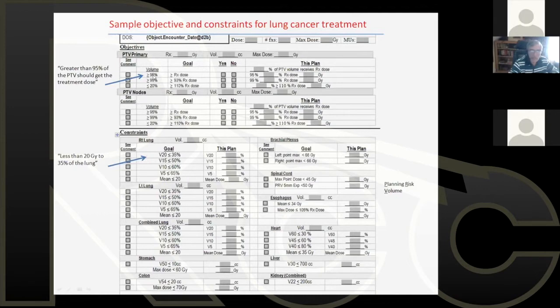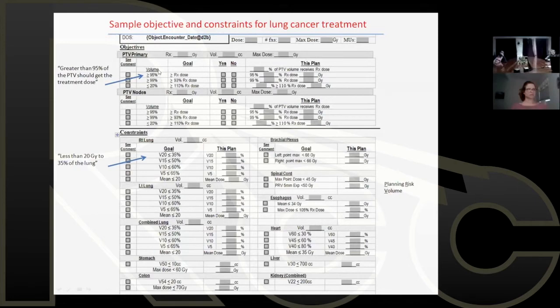The doctor would like to get greater than 95% of the PTV getting the desired dose. So the doctor expects that whoever's planning this is going to get the 60 gray at least given to 95% of the PTV. And then one line below that, see right here, 99%. The doctor wants that 99% of the volume, essentially the entire PTV, to be covered by 93% of the treatment dose. So that's called an objective.